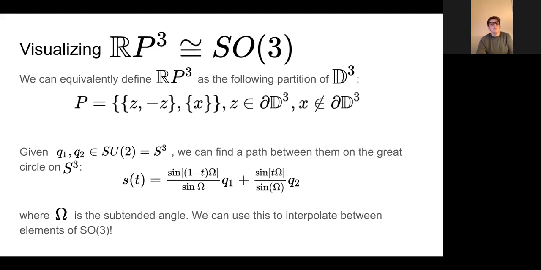And then we wanted to figure out a way to interpolate between different rotations in SO3 to translate between the two spaces. And so there's this clever thing called spherical linear interpolation, or SLERP, which says that given two unit quaternions, we can find a path between them on the great circle in S3 using this fancy formula where omega is the subtended angle between the two. And then we can use this to interpolate between elements of SO3, thus allowing us to show an interpolation of different rotations, which corresponds to a path in RP3. So now we're going to show a demonstration.